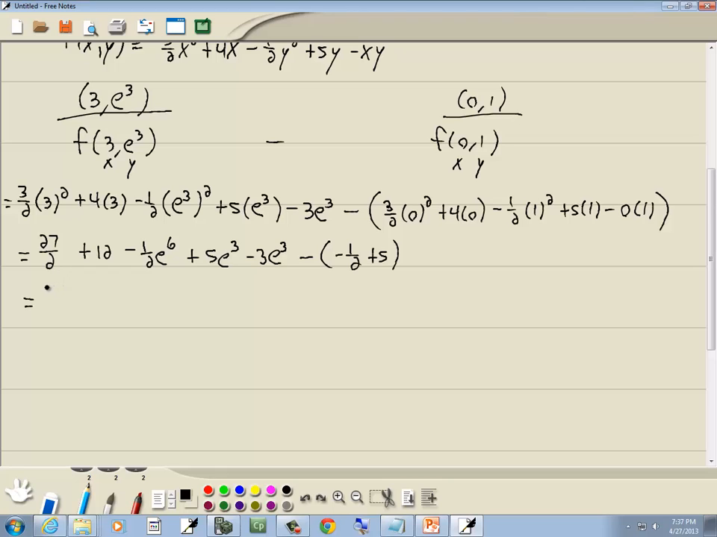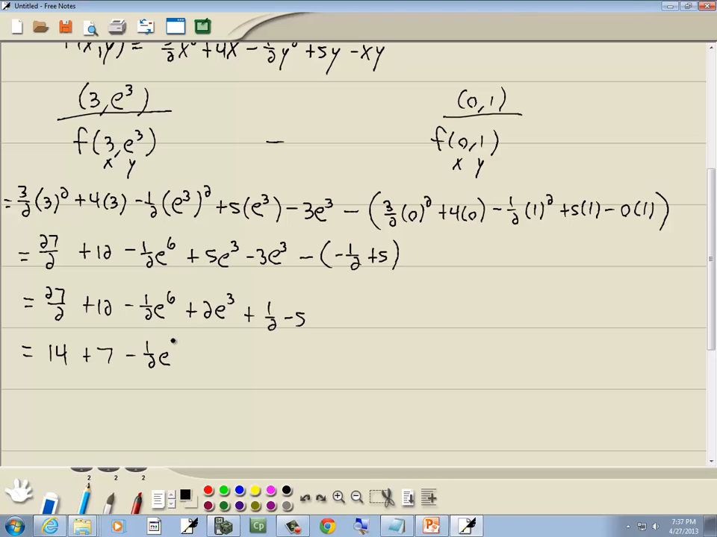Equals 27 over 2 plus 12 minus 1/2 e to the 6. 5e to the third minus 3e to the third gives us 2e to the third. The negative flips the sign of everything that follows, so it becomes a plus 1/2 minus 5. Now 27 over 2 plus 1 over 2 is 28 over 2, which is 14. 12 minus 5 is 7.